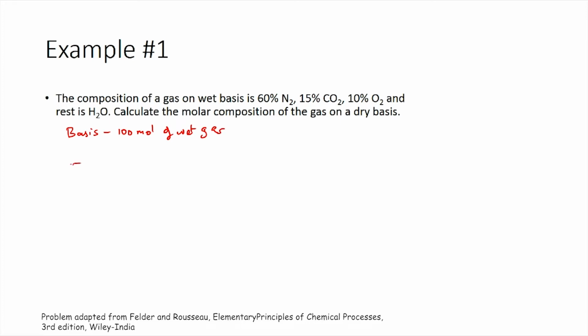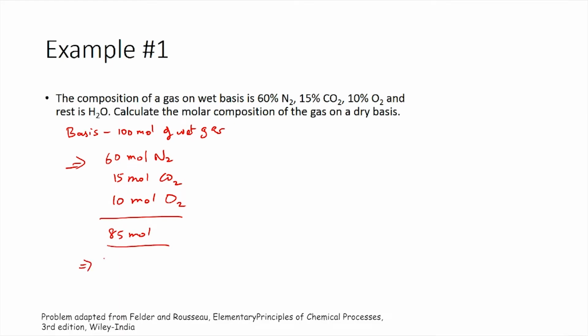So, this implies you have 60 moles of nitrogen, 15 moles of carbon dioxide and 10 moles of oxygen and the rest is water. So, this adds up to 85 moles, not accounting for water. So, based on the information given, we know that 15 moles of water vapor is also present.